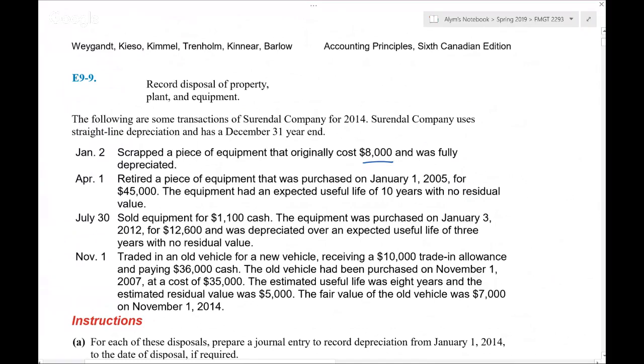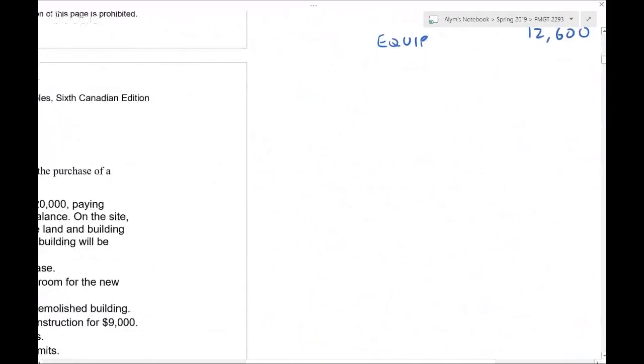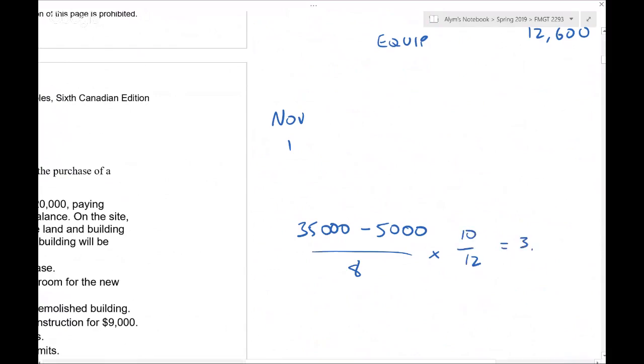All right, so first things first, let's think about what we're going to do here on November 1st. $35,000 was our cost, minus the $5,000 salvage value, divided by 8 years, times, and how many months are we talking about here? January, February, March, April, May, June, July, August, September, October. Do we include November? And the answer is no, because we're November 1st. So 10 over 12, and this gives you $3,125. That's your depreciation up to November 1st.